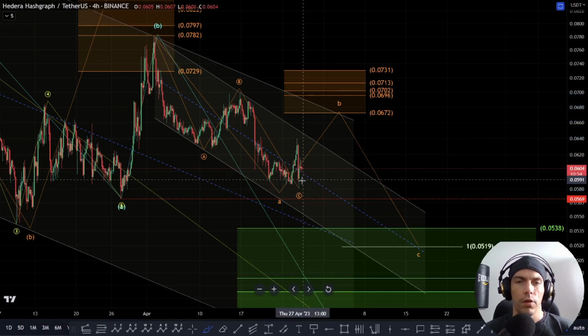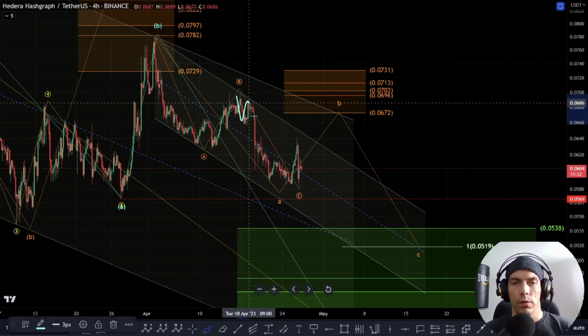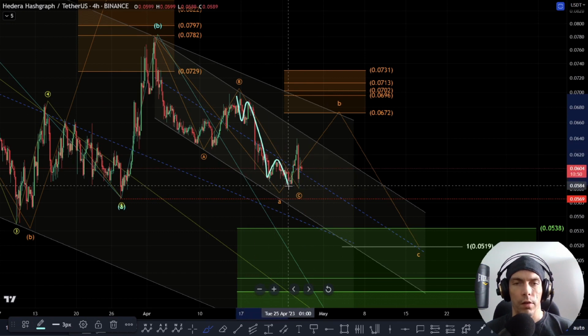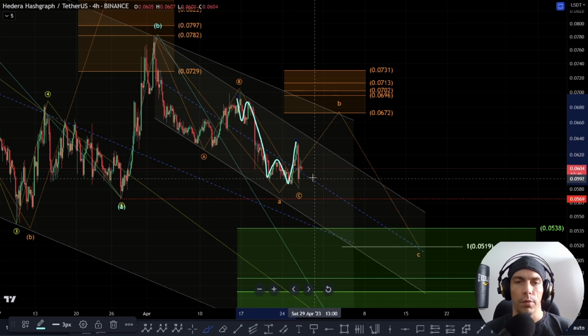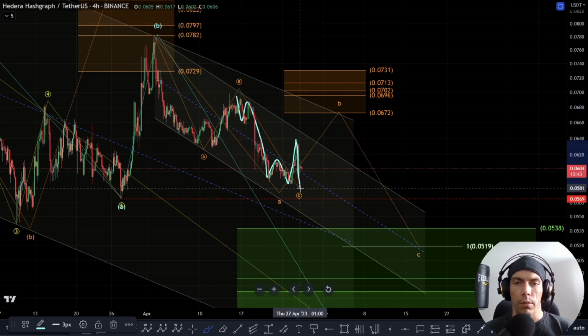So this could be completed here. The other way we can look at this is that this is 1, 2, 3 into here, 4, and the diagonal is a fifth. In which case we've had just a three-wave move to the upside here. And now we've got a five-wave move down.